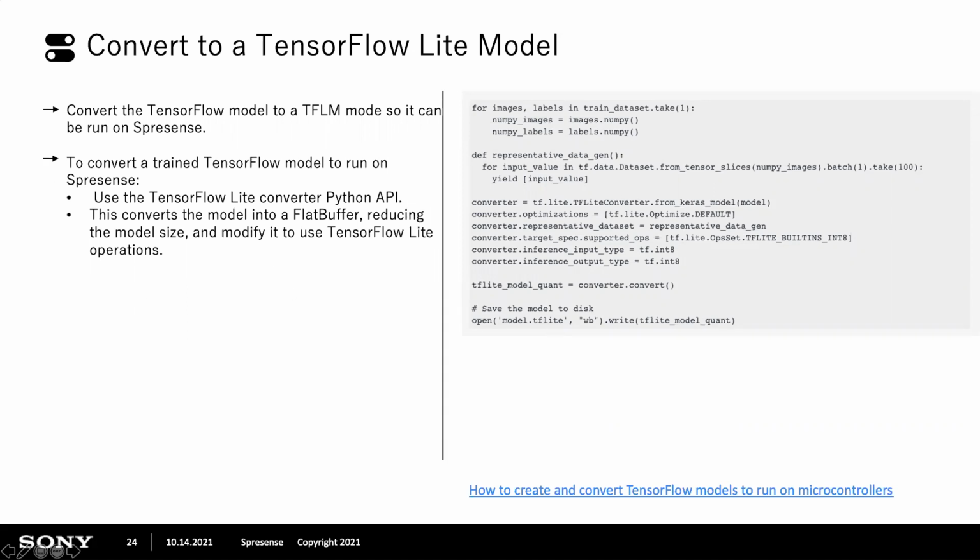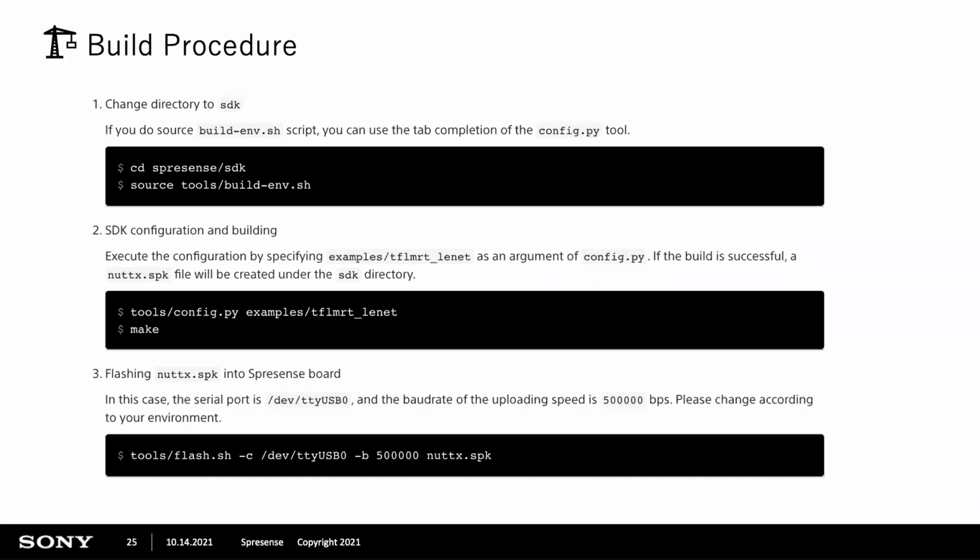After you have that, you need to go through the build procedure. For the build procedure, you need to go to the SDK and run the commands. We have here the config.py. If you notice, the example is TFLM RT Linux. Then you do make, and you generate the NuttX SDK. After you generate the NuttX SDK, you need to flash the board. This is how you flash the board. By here, you are done with the build. You need to check the results.